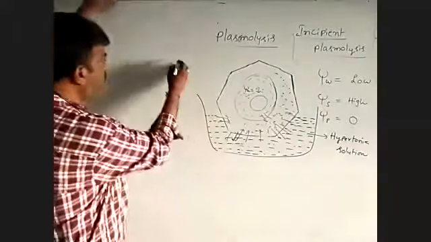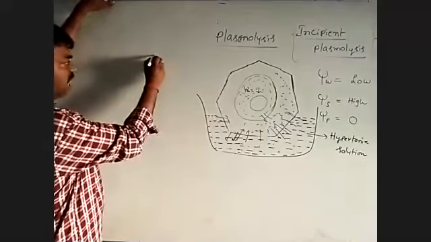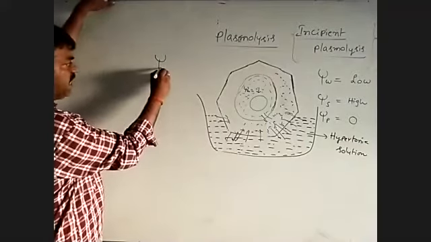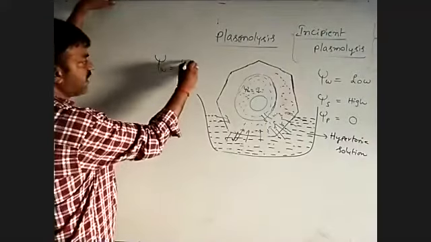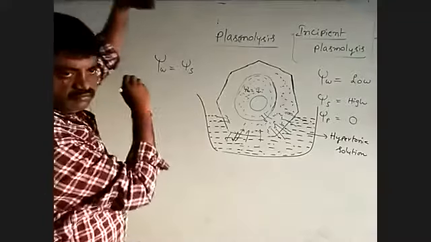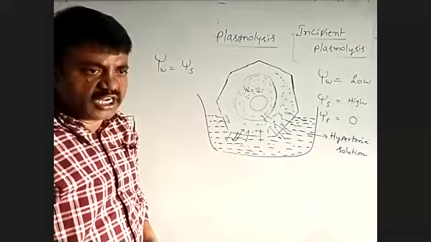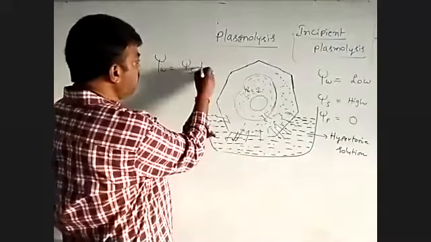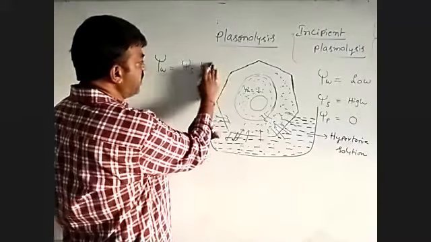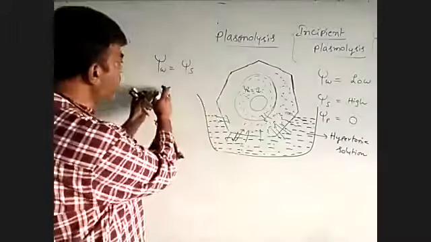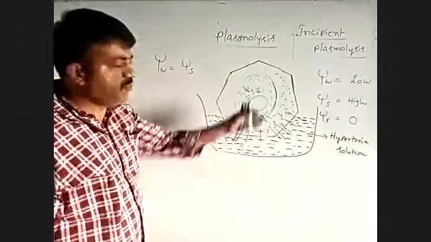Okay, write down the formula. In plasmolyzed cell, ψW is equal to ψS only. Pressure potential is absent. ψP is absent. That's why water potential is equal to solute potential in plasmolyzed cell.